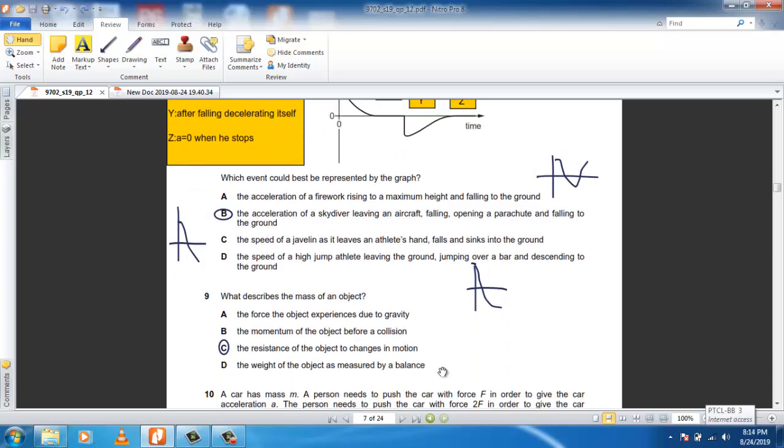Question number 9 says what describes the mass of an object? The force the object experiences due to gravity? No, that's not the mass. The momentum of the object before a collision? No. The resistance of the object to changes in motion? Yes, that's what we have studied in O levels also. So 9 is C.